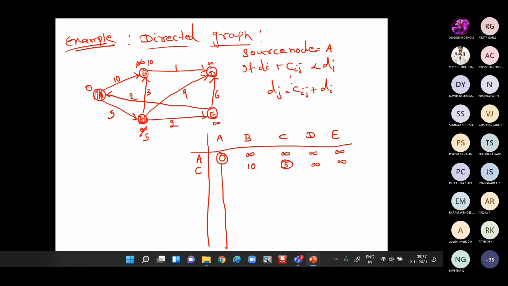C to B, 5 plus 3 is how much, guys? 8. So 8 is less than 10, so we will update it as 8. Then C to D, 5 plus 9 is 14. Obviously 14 is less than infinity, so we make the entry in the table. Then C to E, 5 plus 2 is 7. 7 is also less than infinity, so we can make the entry here.